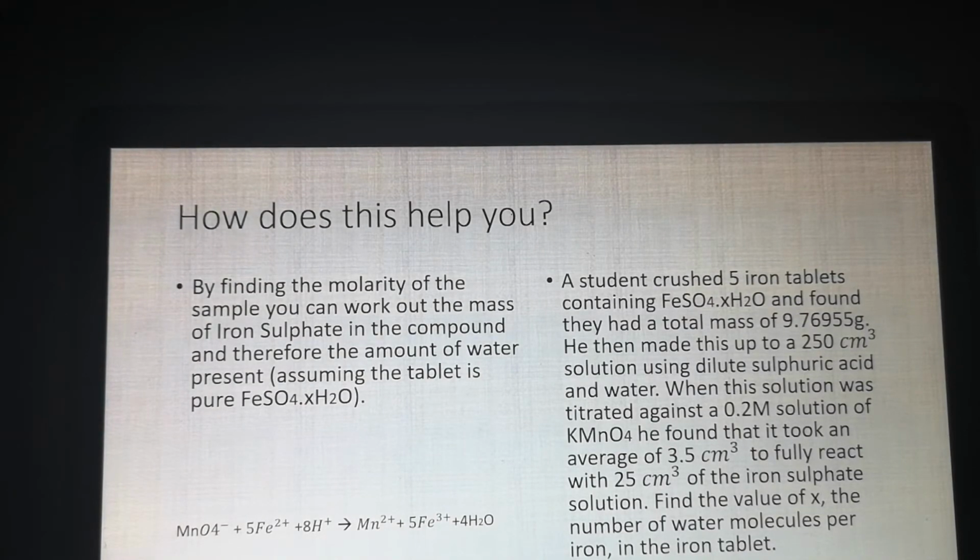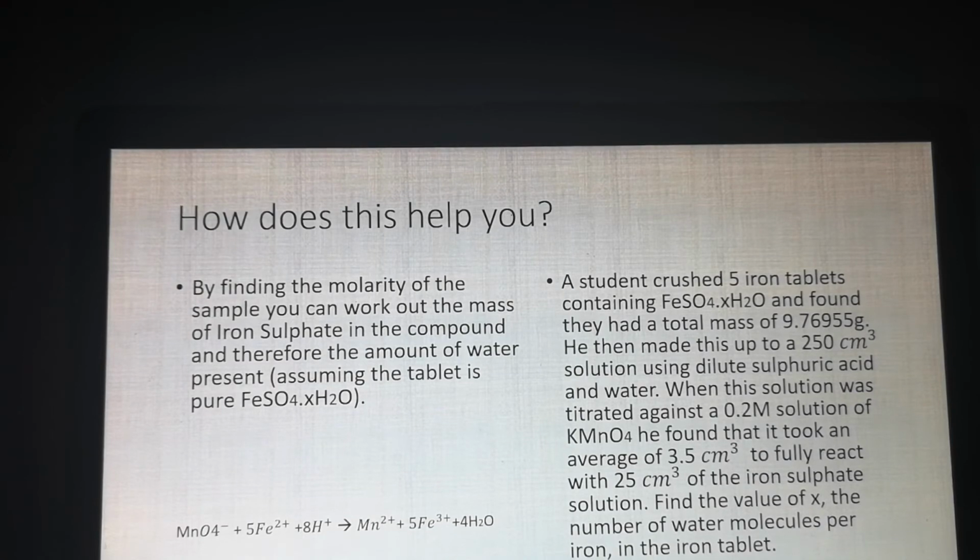So a student crushed 5 iron tablets containing FeSO4·xH2O and found they had a total mass of 9.769555 grams. The reason it's such an exact number is I made up these numbers. They are a little bit exact to work with so that you could still read through the samples given in the book and have them as slightly different examples.